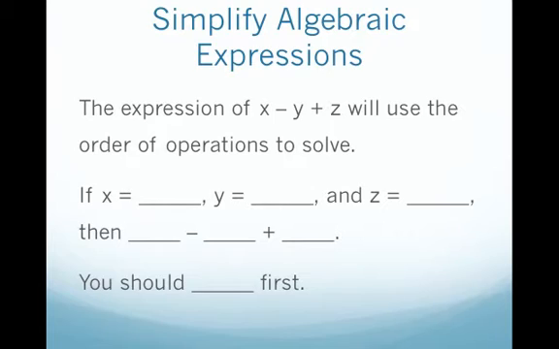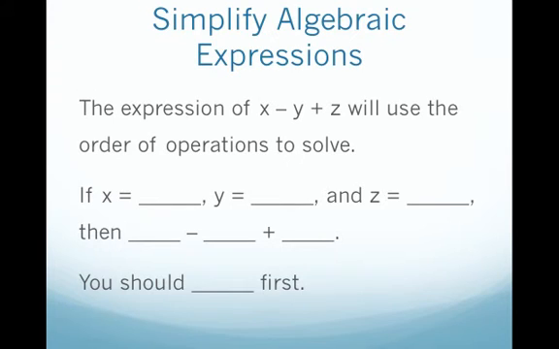Sentence frame 2. The expression of x minus y plus z will use the order of operations to solve. If x is equal to blank, and y is equal to blank, and z is equal to blank, then blank minus blank plus blank. You should blank first.